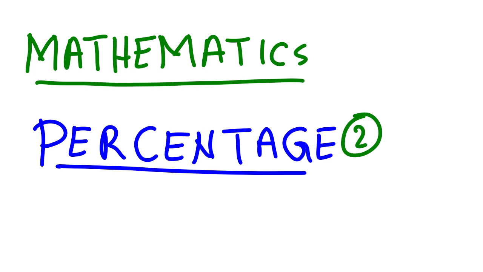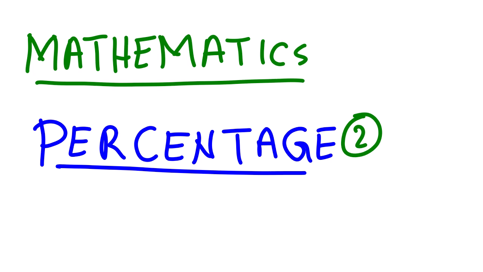So what is percentage? Percentage is a way of presenting data on a scale of 100. From 0 to 100, we use 100 as the reference scale. So when we say something is 100%, that means it's complete. When it is 0, it is not there. So 0 is nothing, while 100 is complete.